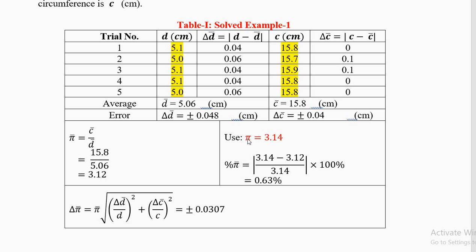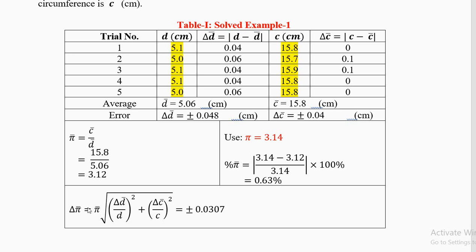What's the standard value of pi? 3.14 from your book. So now do this calculation: 3.14 minus 3.12 divided by 3.14, times 100%. We'll get 0.63%. In this experiment, the errors will be 1 or 2%, not much, because one cannot make a big mistake in measuring the diameter or the circumference.